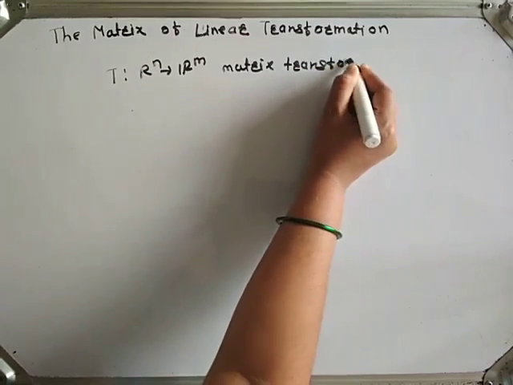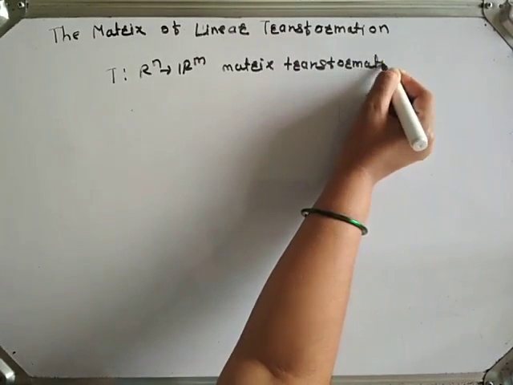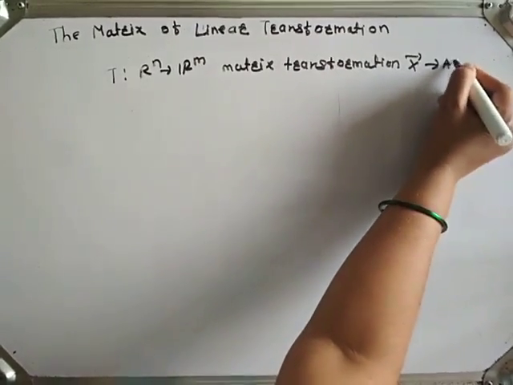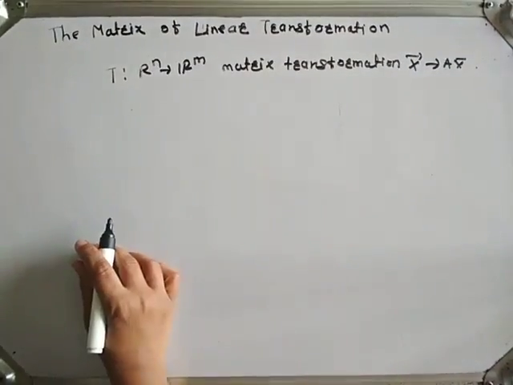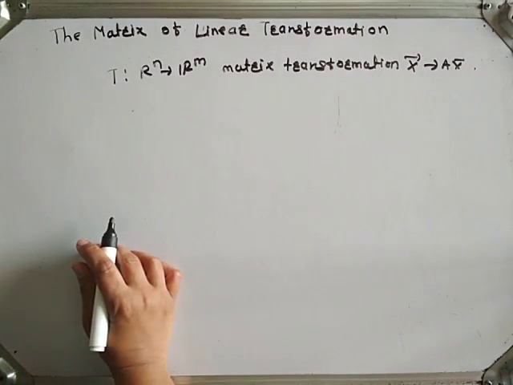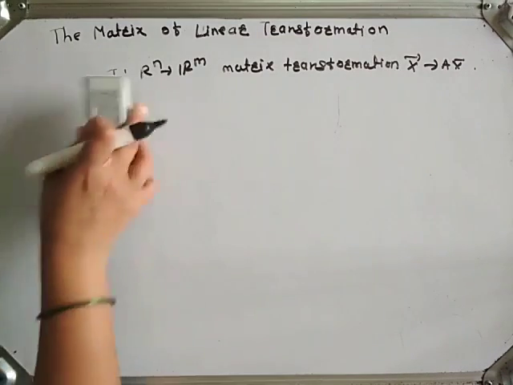Matrix transformation x bar to A into x bar, and the important properties of T are intimately related to familiar properties of matrix A. Okay.